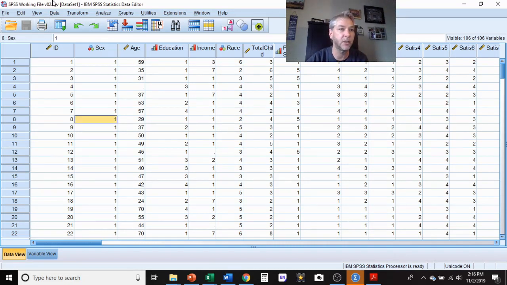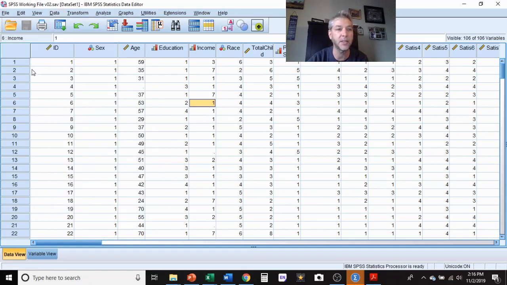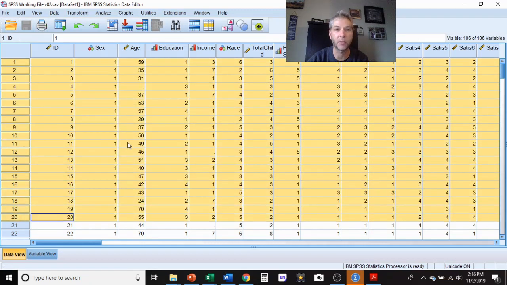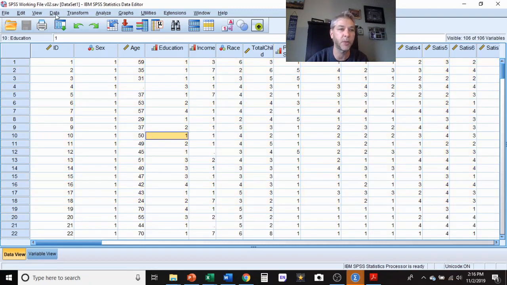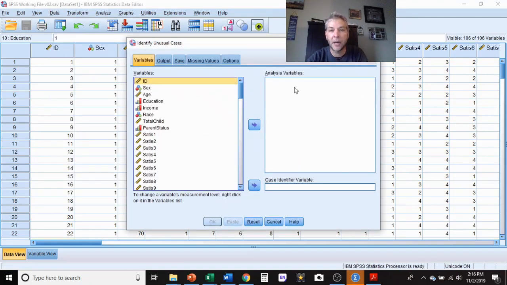So let's take a look at, again, we're in the Data menu, and we want to identify unusual cases, right? So these are cases over here, individual participants, unusual cases in their data. So here, unusual cases, analysis variables. Let's say we want to find somebody that's odd, because we're looking at cases, we're looking at individuals. And we want to look at total child, right?